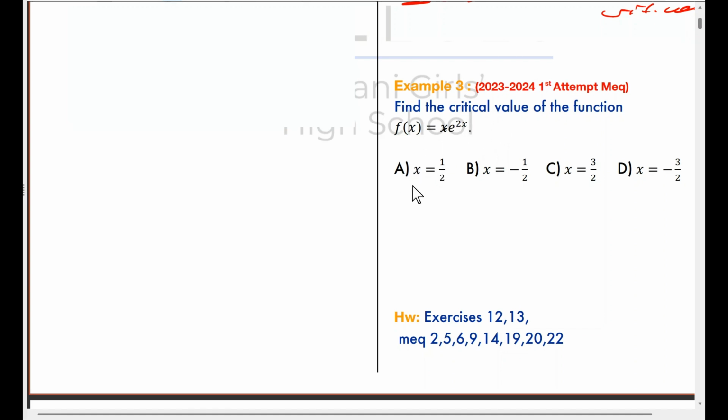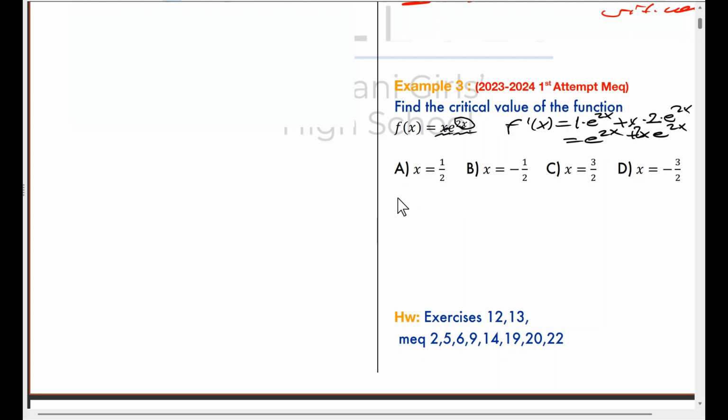So to find critical values, we take the derivative first. What is f prime? F prime of x is derivative of first. There is a product here. The first one is x. The second one is e to the 2x. Derivative of first is 1, multiplied by second, e to the 2x, plus first, x, multiplied by derivative of second. Derivative of exponentials is derivative of the exponent multiplied by itself. So it is e to the 2x plus x, 2x, e to the 2x. Okay, that's the derivative. Now we have two cases.